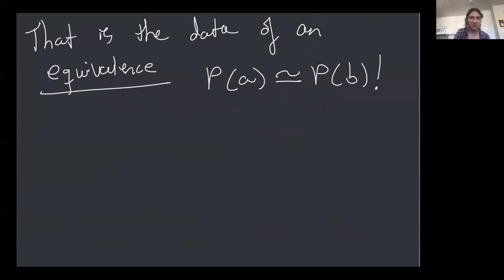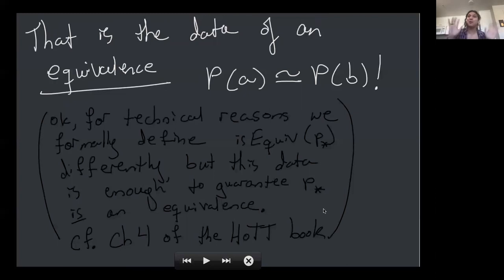So gold star. And okay, I wrote this in black on gray because I really want you to ignore it, but I do feel pressured to say something about it, but please ignore it. It's not important. This is not actually how we define is equiv in the HoTT book, having two inverse maps with homotopies between them. It's enough data to guarantee equivalence, but for technical reasons, we want is equiv to be what's called a proposition.